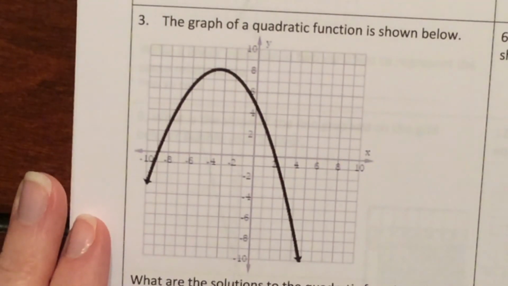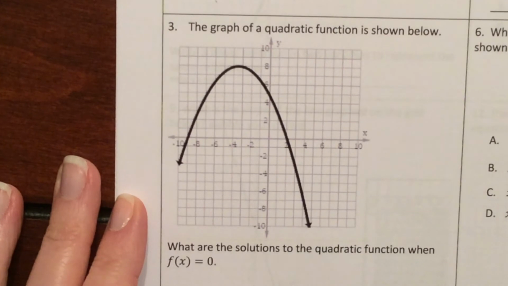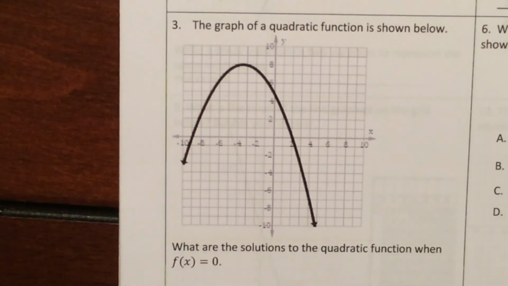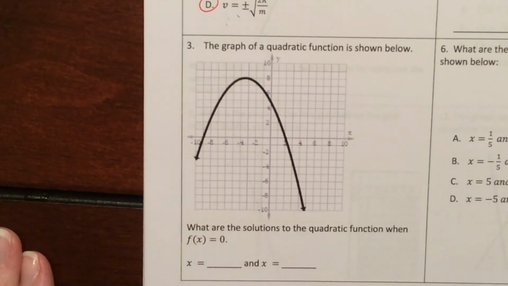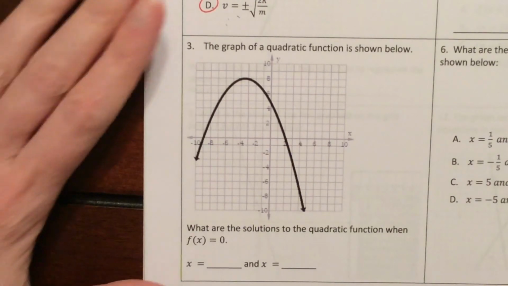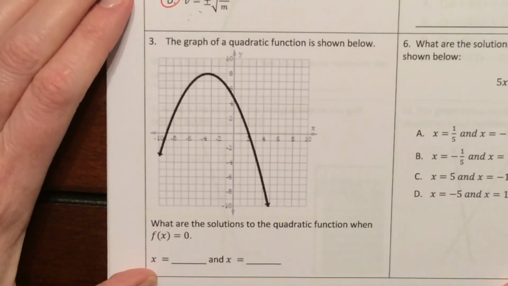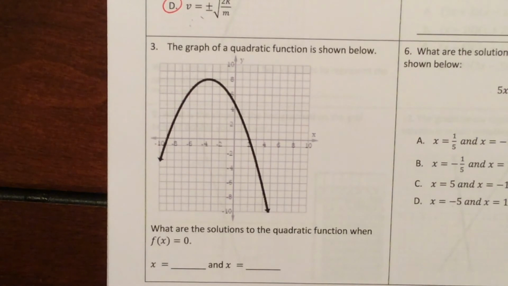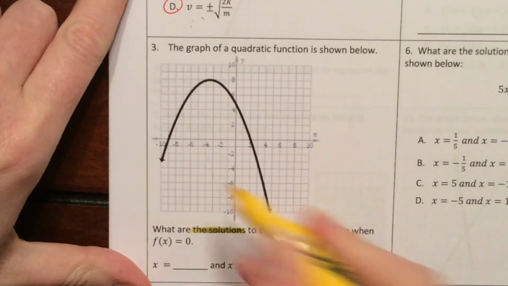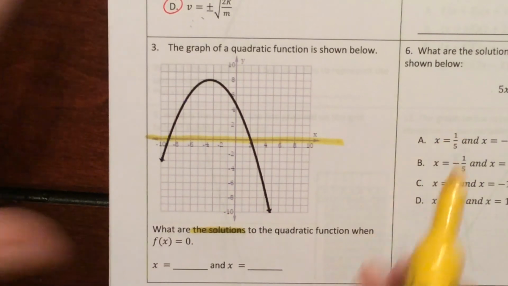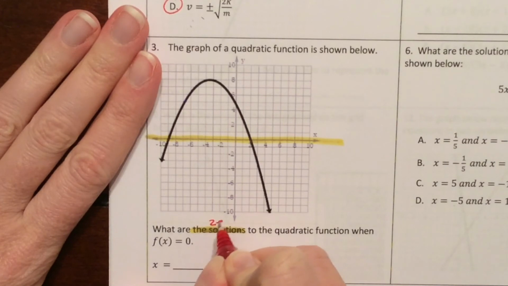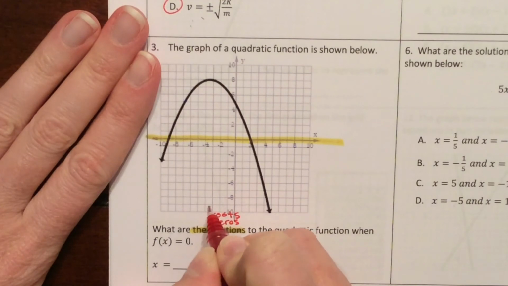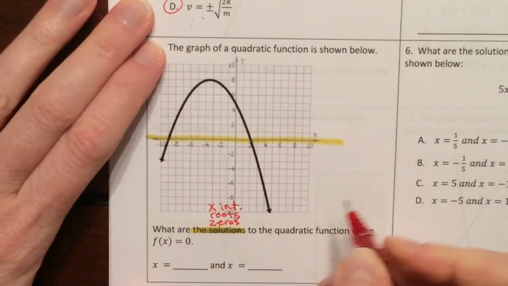For question number 3. The graph of the quadratic function is shown below. What are the solutions to the quadratic function when f of x equals 0? So what that's saying is, what are the solutions? We're looking for where it crosses the x-axis. Solutions is another way to ask for the zeros, which is another way to ask for the roots, which is another way to ask for the x-intercepts.